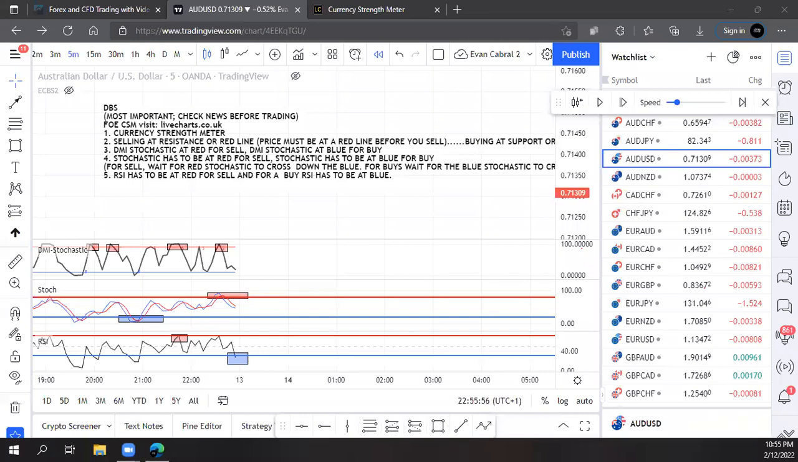So what we are doing is how to actually get your entries, right? Now, I don't know how many of you guys have heard about multi-time frame analysis, or using 2 time frames to confirm your entry.